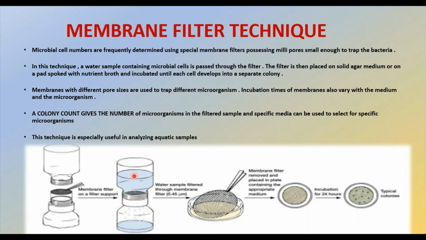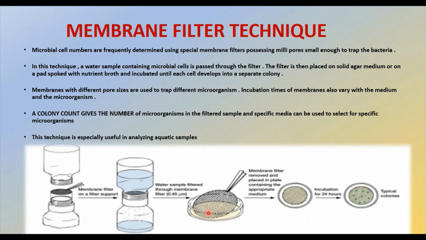So you can see this is the water, and the water is being filtered through this filter disc, and the disc is then transferred with a sterile forceps onto a thin absorbent pad that has previously been saturated with the appropriate medium. Generally the medium that we use here is endo broth medium. Now the membrane is placed in the Petri plate.